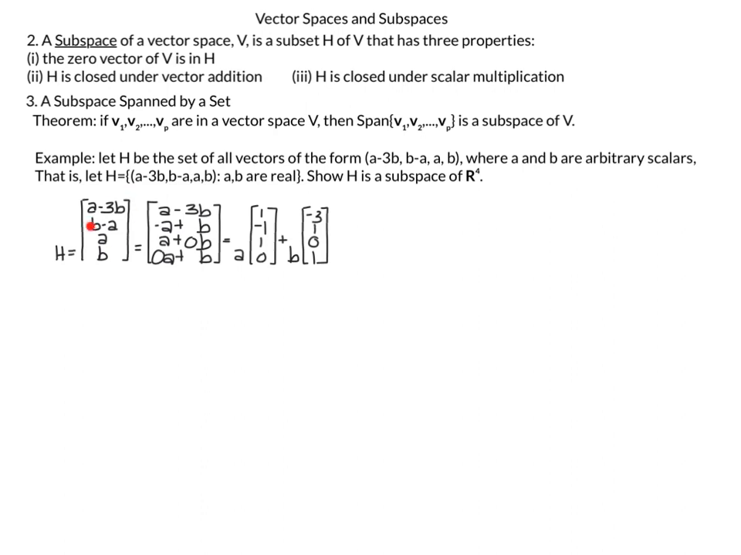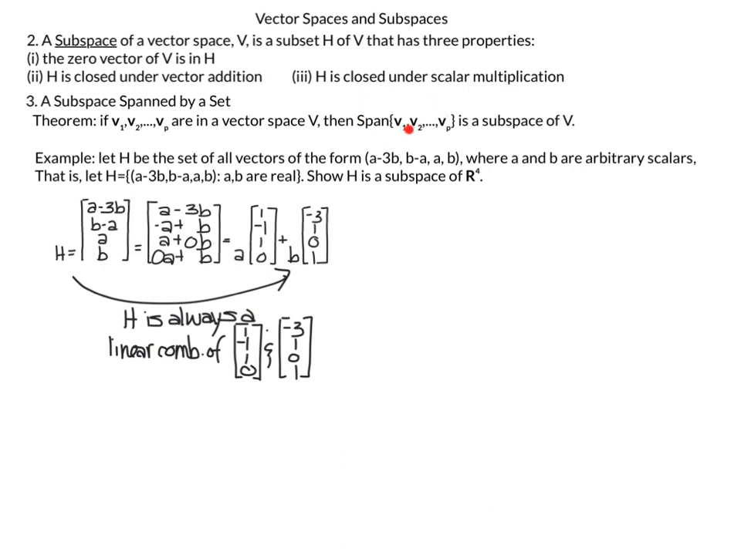Now I can rewrite H so that I have my a's grouped together and my b's grouped together. So I have a minus 3b. Here I just rearranged the a and b, so I have negative a and b. And then I have a plus 0b, and then I have 0a plus b. So now I can break this up into a scalar a times the vector 1, -1, 1, 0, and a scalar b times the vector -3, 1, 0, 1. And so H always has this form. H is always a linear combination of the vectors 1, -1, 1, 0, and -3, 1, 0, 1.